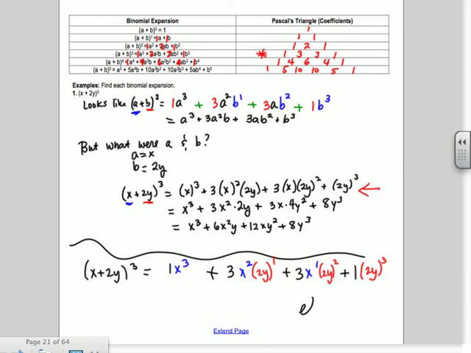Okay, so that's the way I do it. I don't use the a and the b, I just skip ahead. So we're going to try that on the next one.